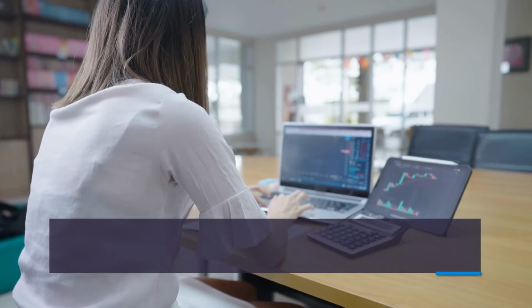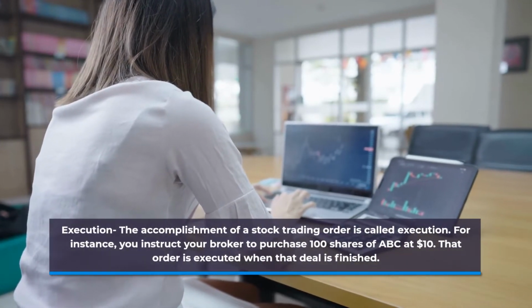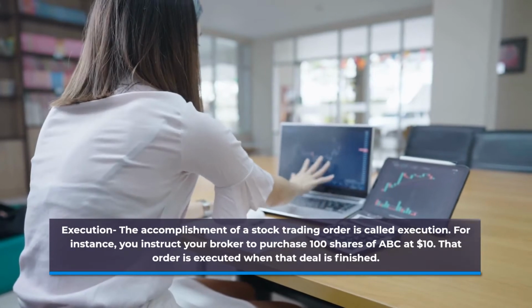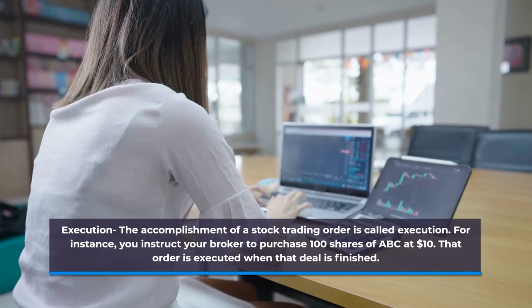Execution. The accomplishment of a stock trading order is called execution. For instance, you instruct your broker to purchase 100 shares of ABC at $10. That order is executed when that deal is finished.